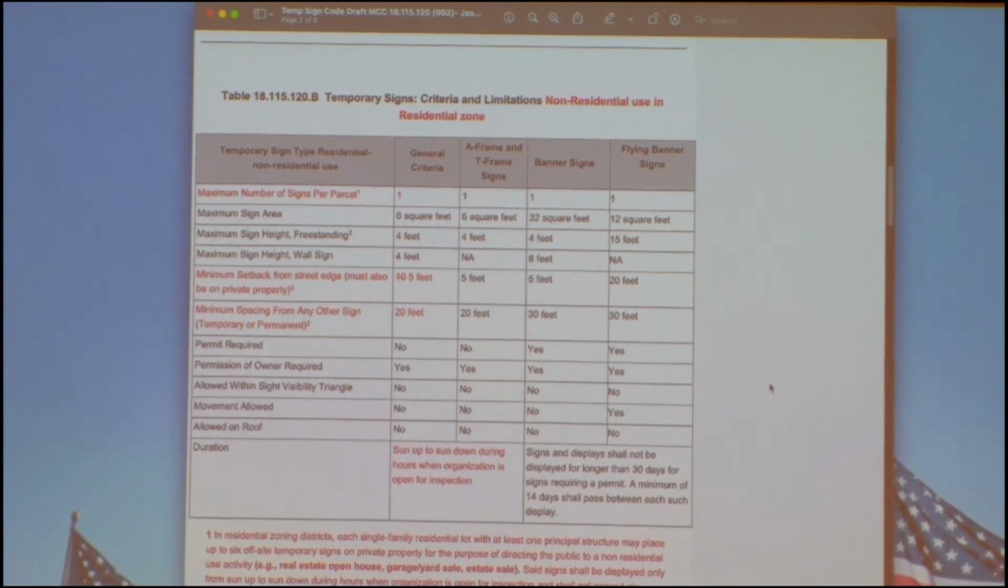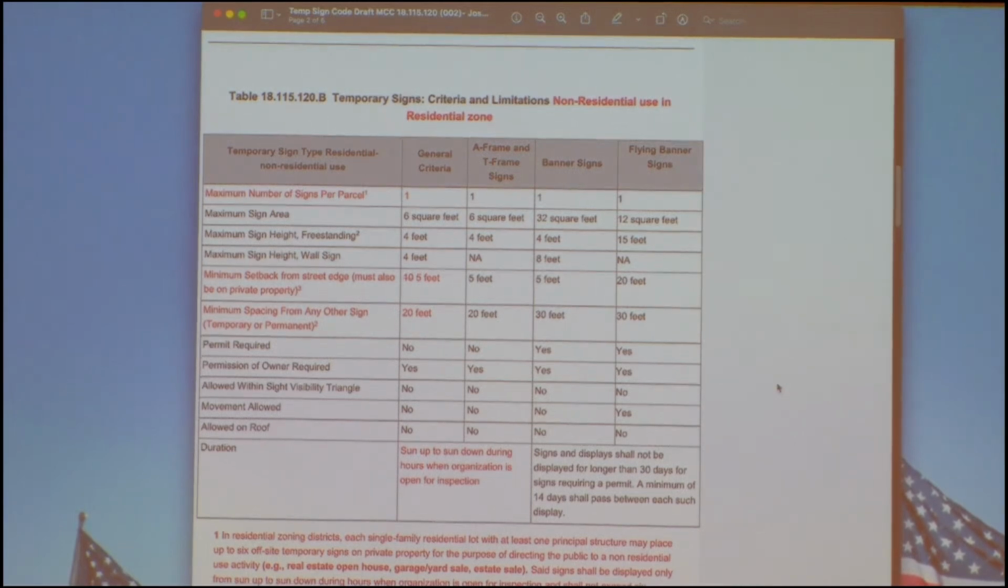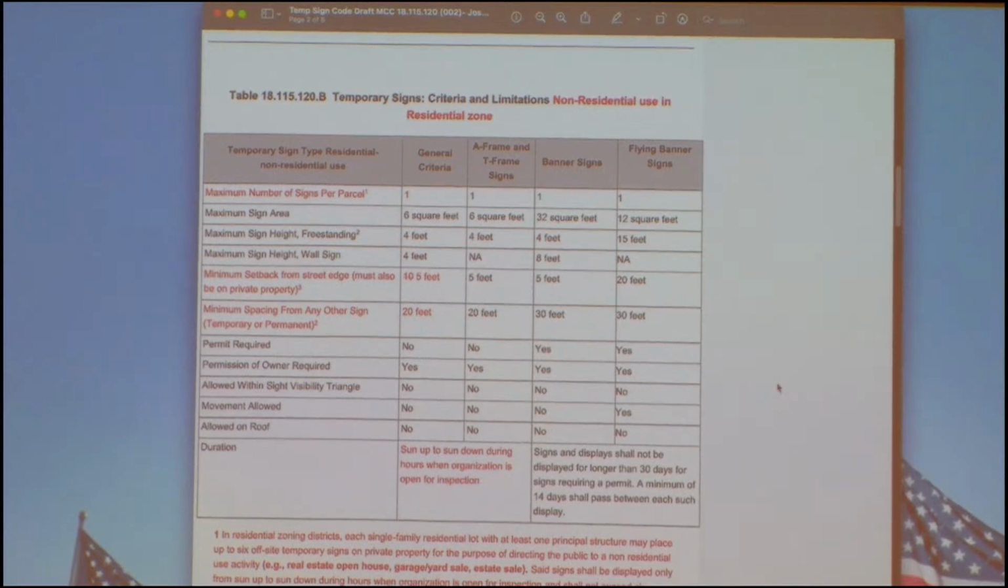So Wes, on this one, for minimum setback, again, I like the fact that you're using from street edge, that's good. The part that's somewhat confusing is must be on private property. Is that for the one sign, or is that for all signs? That's for all signs, Mayor. Because if I'm thinking about leading somebody with these 6 signs off-site, are we then asking them to get permission from various homeowners along the way? Yes.